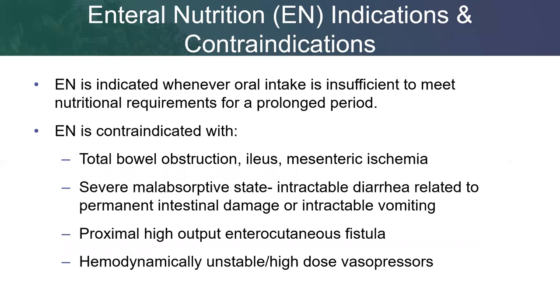So enteral nutrition indications and contraindications. We know enteral nutrition is indicated whenever our oral intake is insufficient to meet our needs for a prolonged period. It's contraindicated with a number of different conditions or states, including bowel obstructions, paralytic ileus, severe malabsorption states, high output ECFs, or patients who are hemodynamically unstable or have high dose vasopressors that are needing increase in titration. The literature does support that enteral nutrition can be safely delivered on vasopressor support when it's adequately and appropriately monitored, and choosing gastric access over post-pyloric.